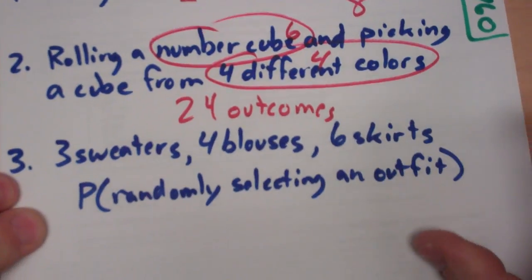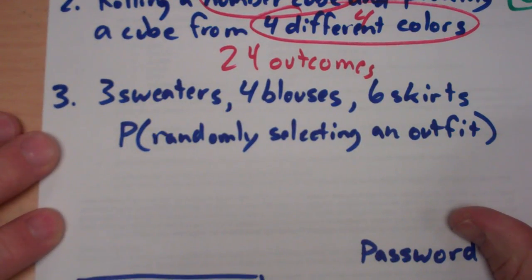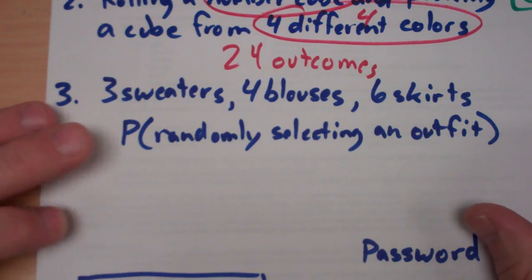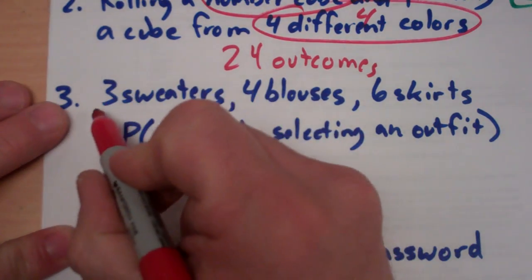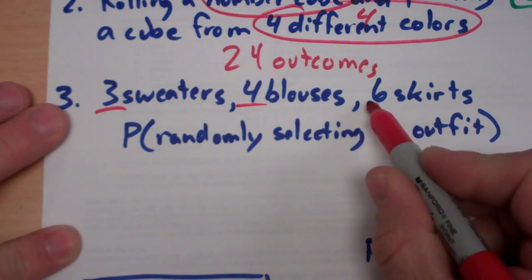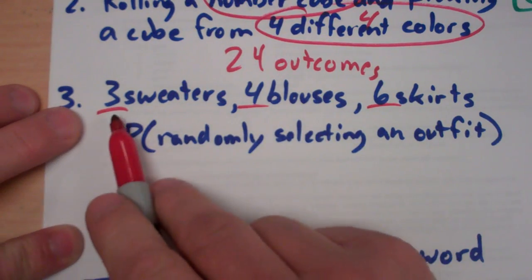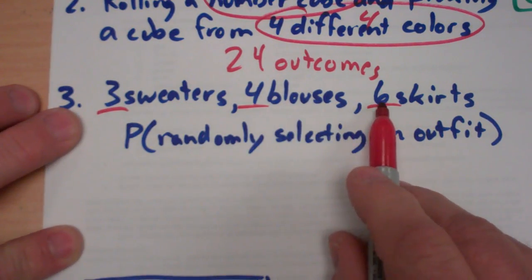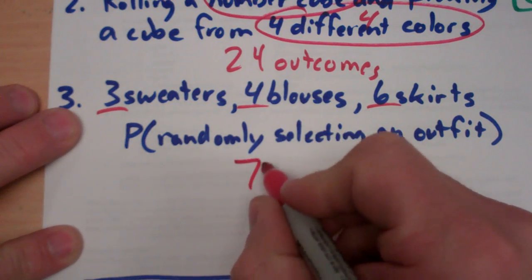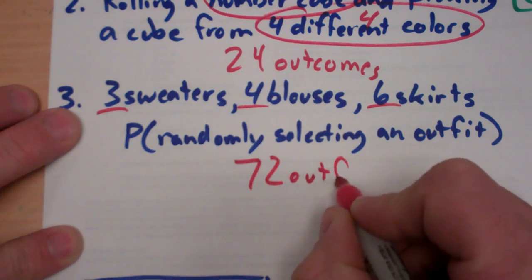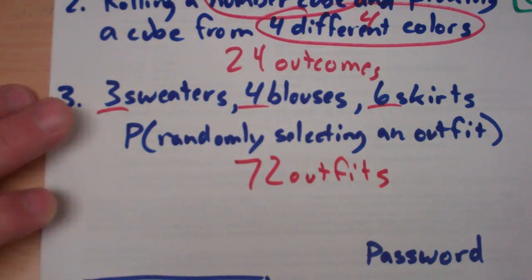So number 3, they're asking how many outfits you could make if you had 3 sweaters to choose from, 4 blouses, and 6 skirts. Well, number of choices times number of choices times number of choices. So 3 times 4 is 12. 12 times 6 is 72. 72 different outfits, which are kind of like the outcomes of this.